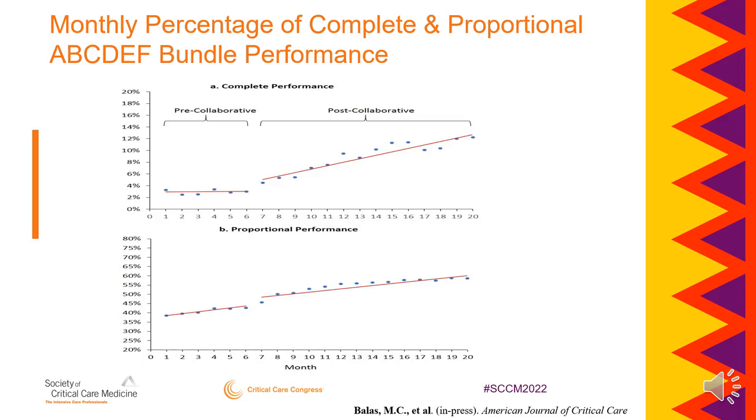We almost tripled ICU performance. So if you look, we were starting at like 3% there and went up to 12%. Oh no, so that's even higher. Anyway, the point being, you can see this nice steady increase over the months in complete bundle performance.